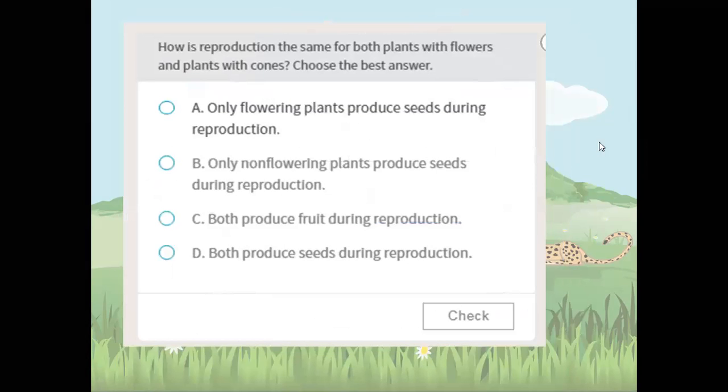Another multiple choice question. How is reproduction the same for both flowering and non-flowering plants? A. Only flowering plants produce seeds during reproduction. B. Only non-flowering plants produce seeds during reproduction. C. Both produce fruit during reproduction. D. Both produce seeds during reproduction.